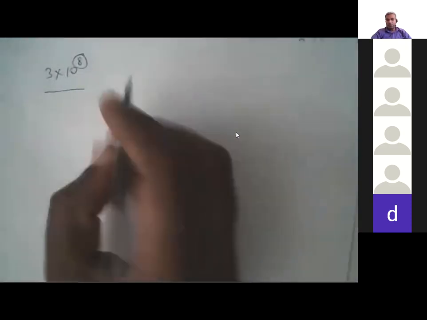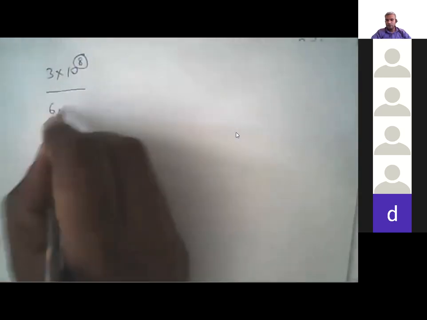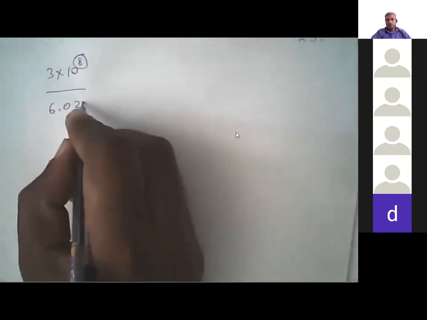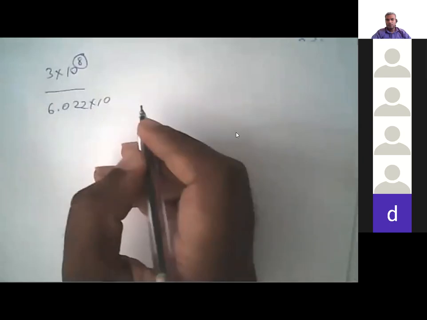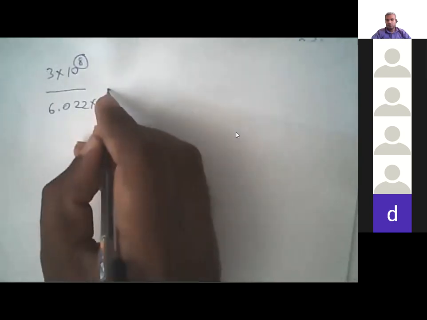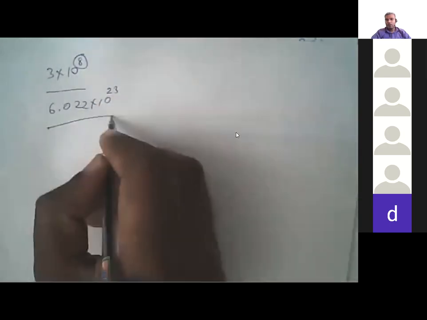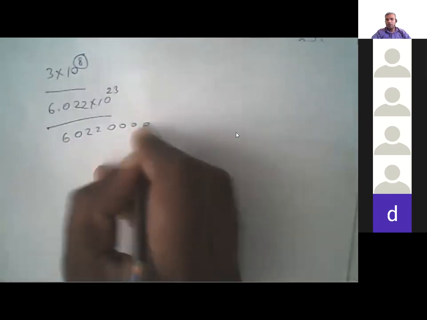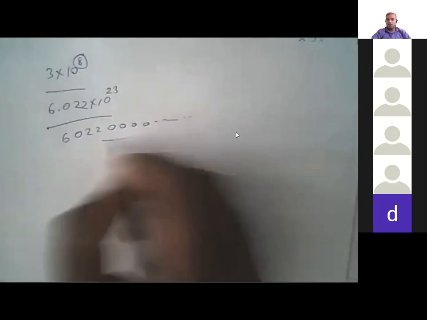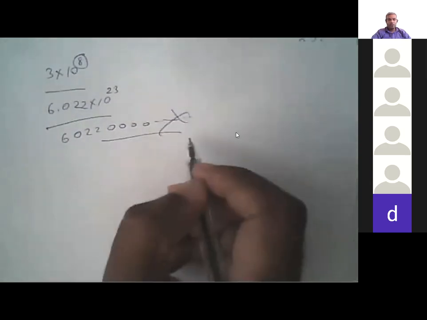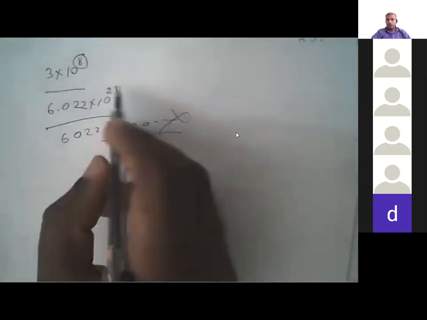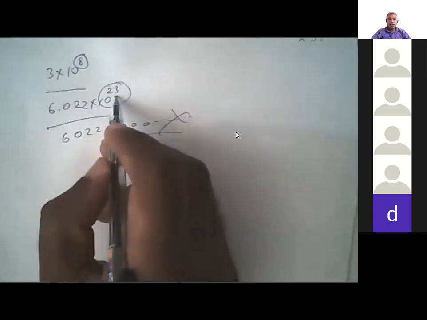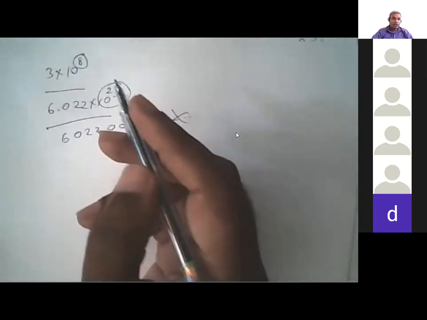What is Avogadro's number? 10 to the power 23. Right? So if I want to write this one in the normal method, I would have to write 23 zeros. So that's not efficient. That's not going to work. Right? So we use 10 to the powers to write either very small numbers or very large numbers.